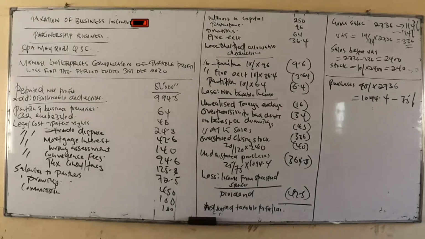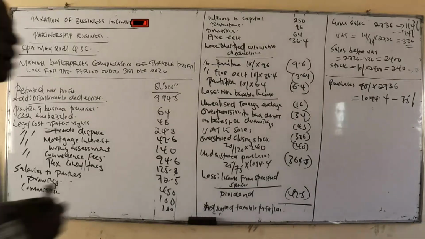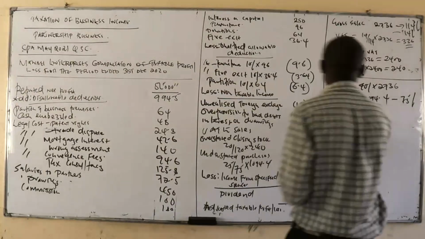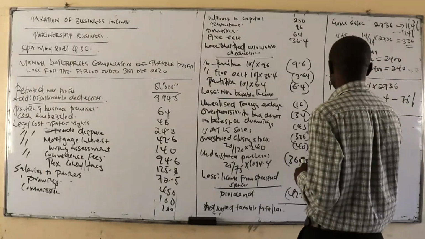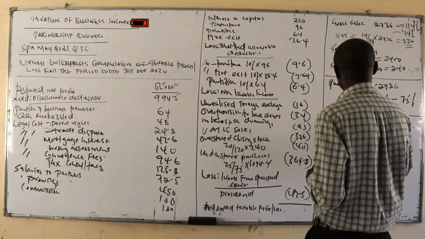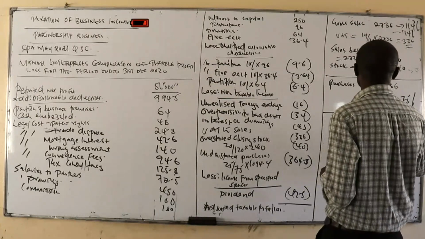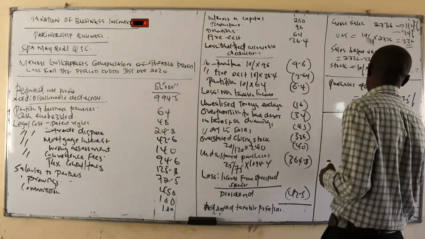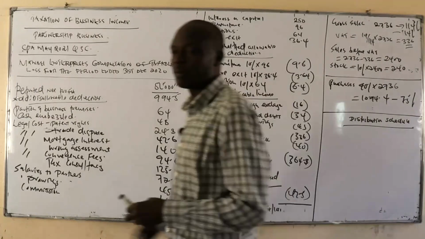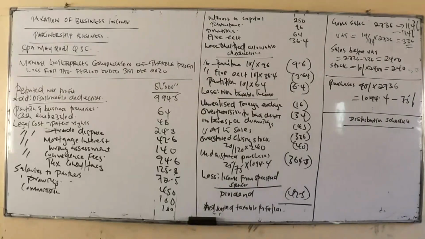So can we do that adjustments? And then here we come and have the allocation schedule, the partners distribution schedule. First of all, do the adjustments. Nani aelewi kitu tunafanya?